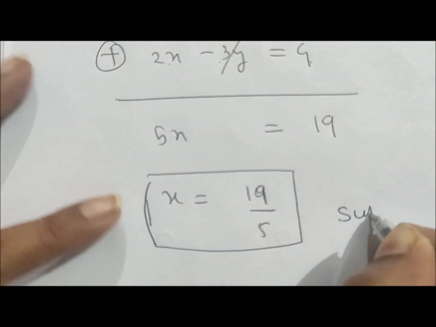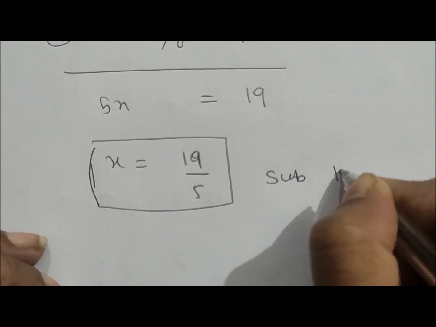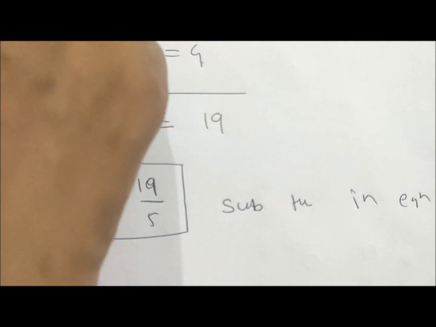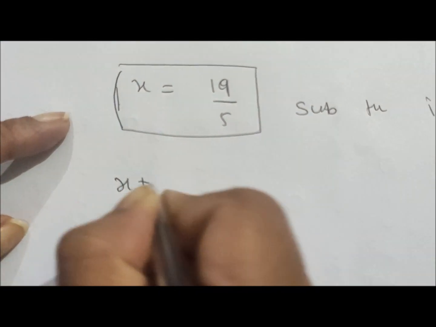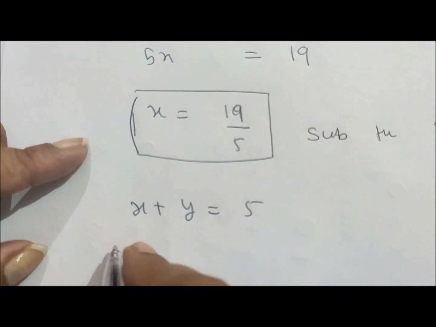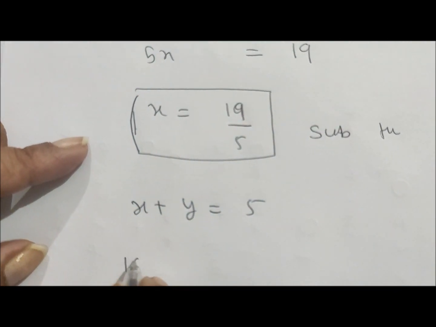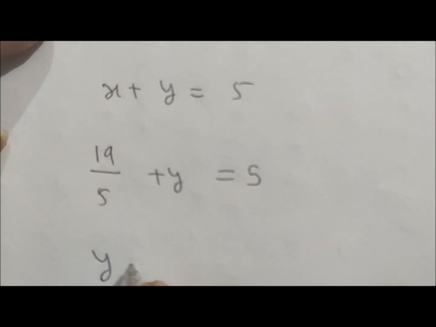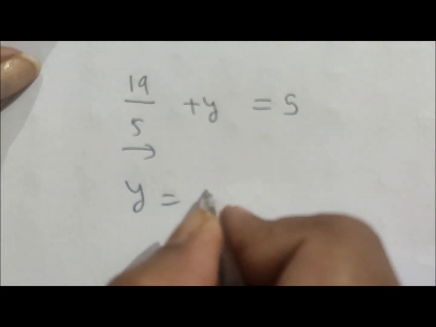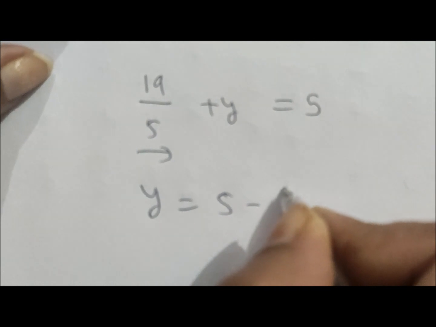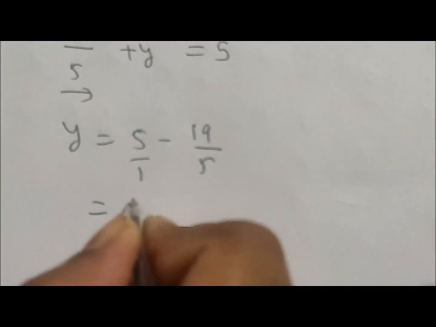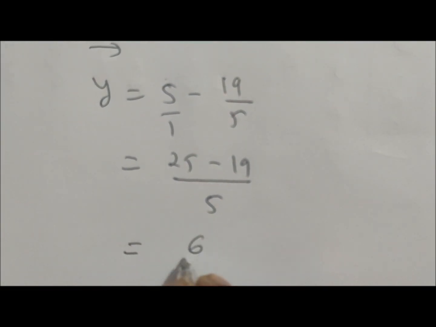Now substitute the value in equation 1. If we substitute this value in equation 1, what will we get? The equation was x plus y is equal to 5. Substitute the value of x as 19 by 5, plus y is equal to 5. When we transfer this to the other side, y is equal to 5 minus 19 by 5. Now when we solve this, we will get 25 minus 19 upon 5, that is 6 upon 5.